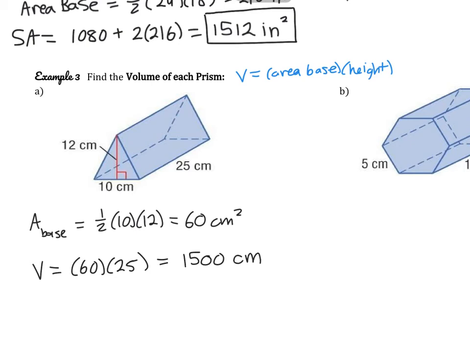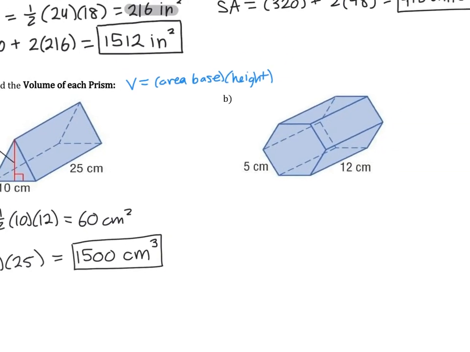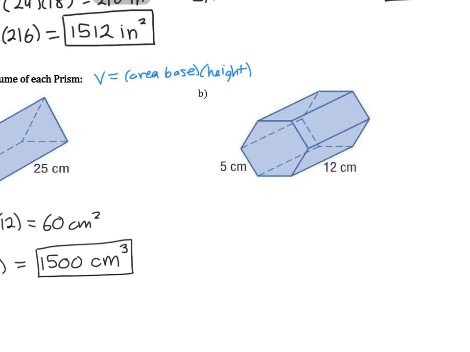And for volume, since volume is measured in 3 dimensions, our units are always going to be cubed. So in this case, it's centimeters cubed. Okay, and now let's move on to this last example.